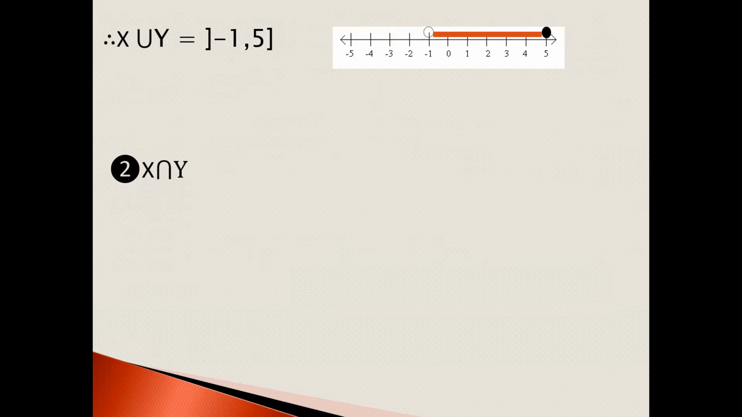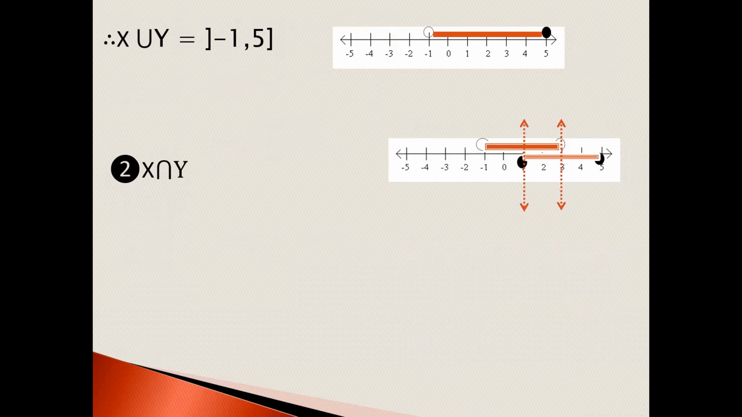Number 2, x intersection y. X intersection y means that I want the common numbers between x and y. What's the common number between x and y? Here I draw x, negative 1 and 3, sorry, negative 1 open, 3 open. And the next interval y, 1 and 5 closed. I want the common numbers between them, so I'll take the numbers in the middle. Here it will be 1 and 3.